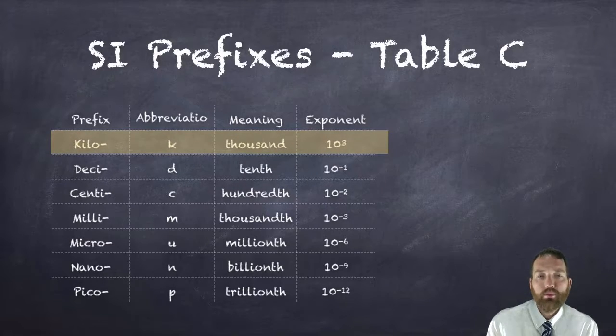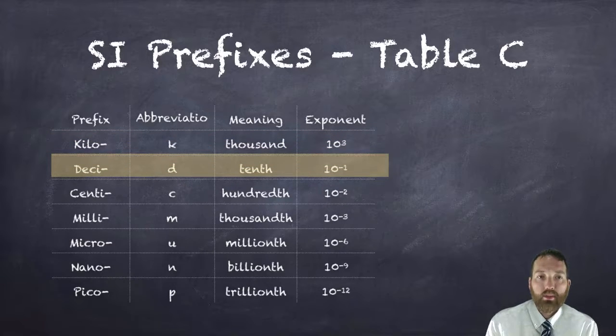It is the only prefix we use that makes the number bigger. Now there's more, but we don't use them in Regents chemistry. Kilo means thousand, and the exponent is 10 to the third. So if you take, let's say, the number 1 and multiply it by 10 to the third, you get 1,000. You make that number 1 bigger.